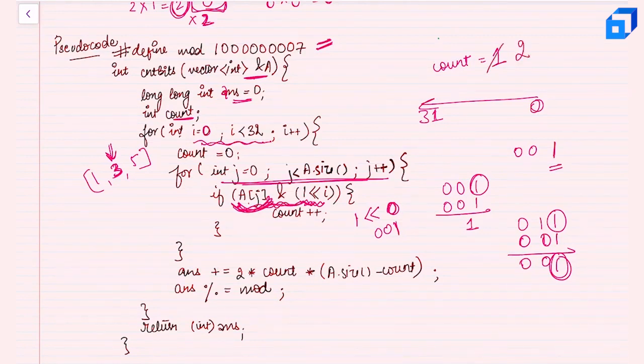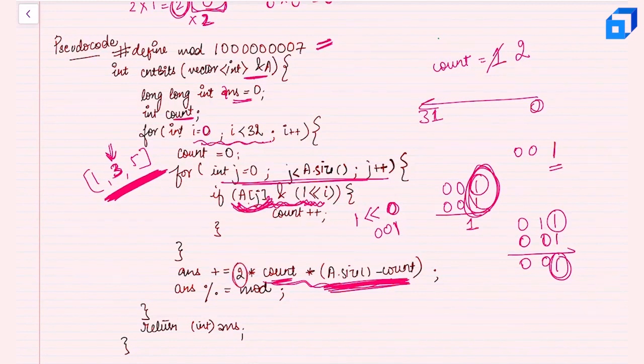And at the end of iterating all these elements, after checking the unit position's bit, I have my count of the number of 1s. And the count of the number of zeros will be nothing but the number of elements in the array minus the count. So that will give me the count of the number of zeros. And since we have seen previously that if I multiply them together, then I'll be associating every zero with every one, and that will give me the set bit.